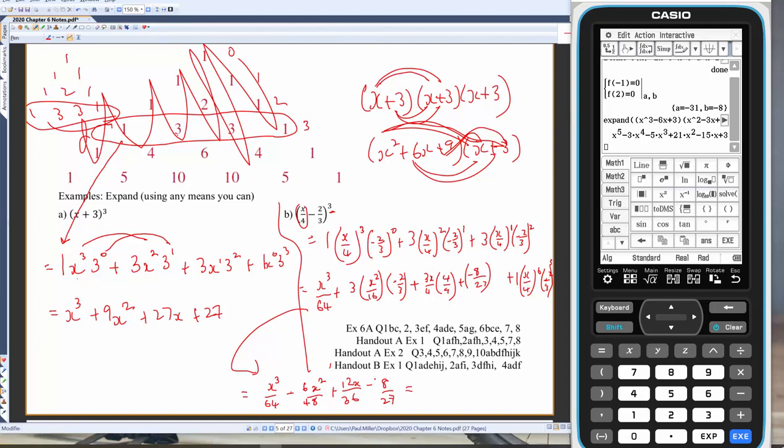Okay, so what we've got to do is just simplify these fractions. X cubed over 64, take away x squared over 8, plus x on 3, take away 8 on 27.